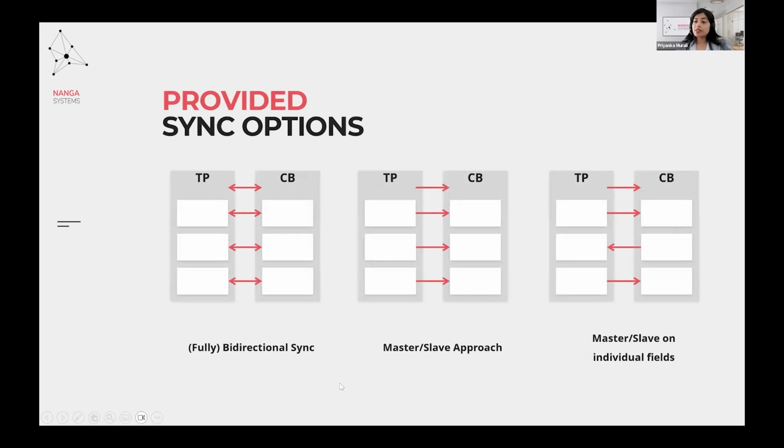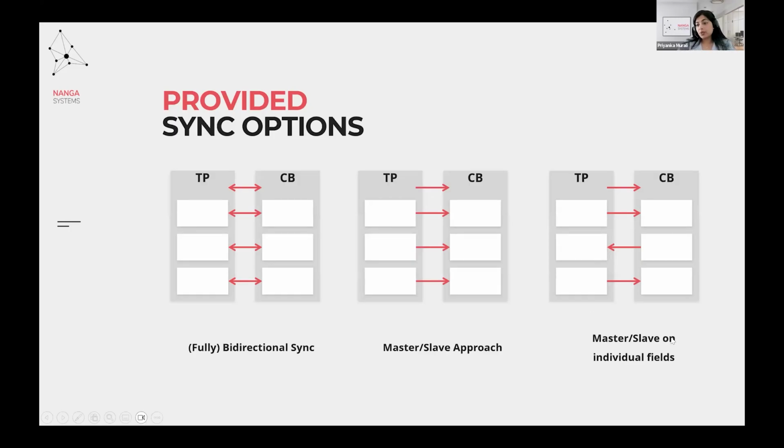Now let's talk about different synchronization scenarios available within NTCC. So first, we have fully bidirectional sync, which means that both target process and Codebeamer stay in sync with each other, allowing either side to update the information. And this is the most flexible option available. And then there is the master-slave approach, in which one tool acts as a master and synchronization happens only in one direction. For example, if target process is the master, then the data would sync from target process to Codebeamer, but not the other way around.